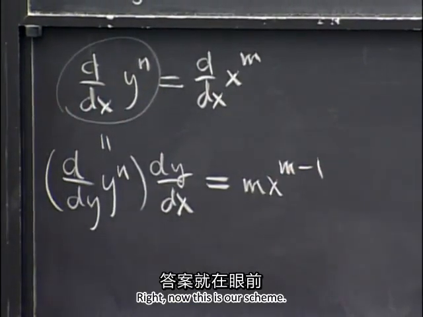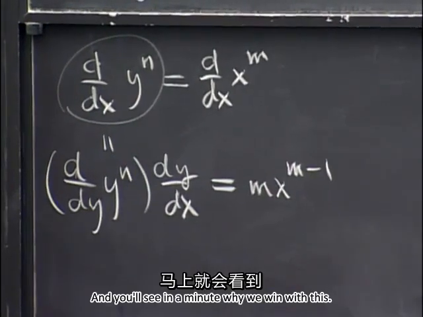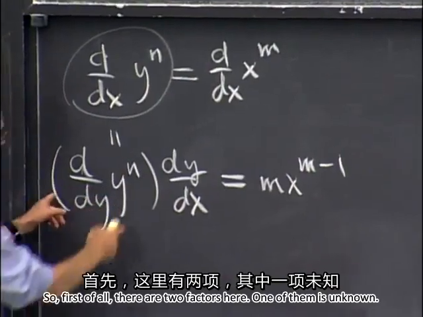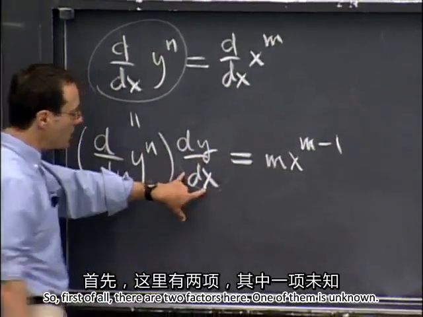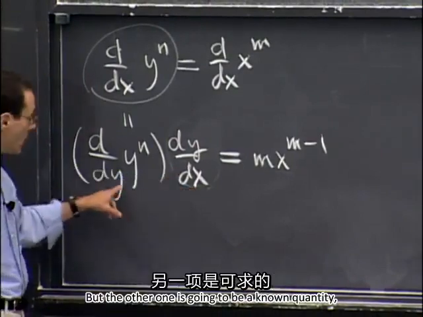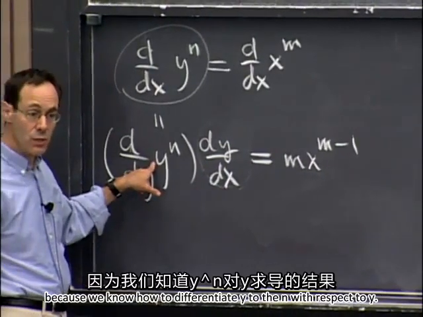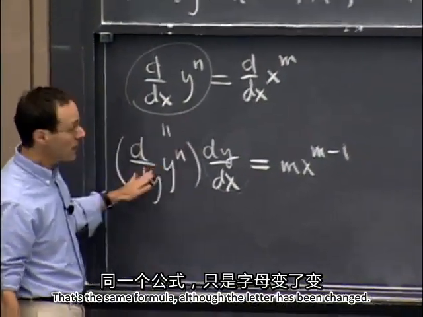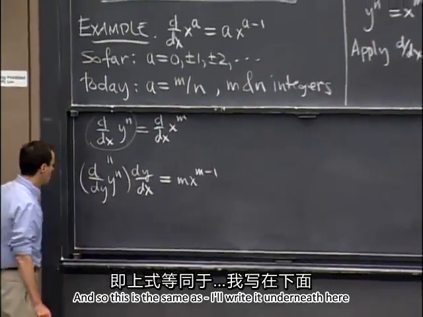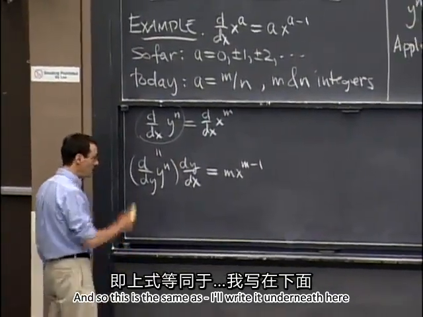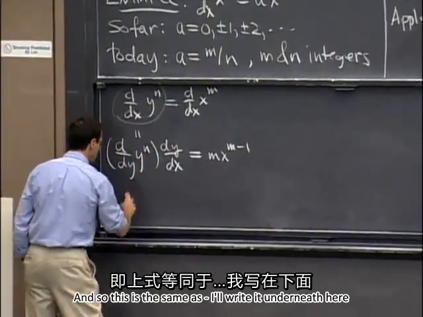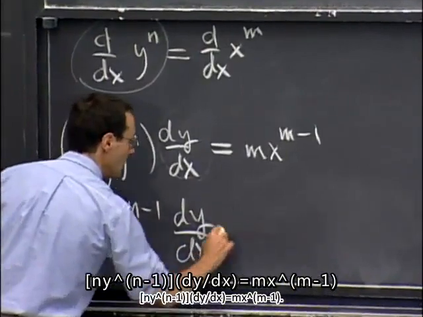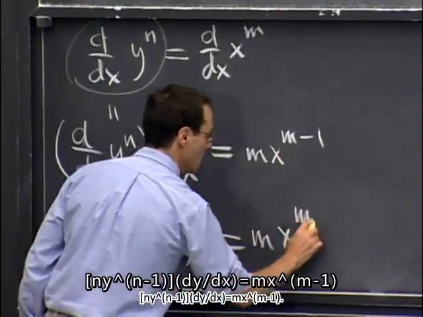All right, so this is our scheme. And now you'll see in a minute why we win with this. First of all, there are two factors here. One of them is unknown. In fact, it's what we're looking for. But the other one is going to be a known quantity because we know how to differentiate y to the n with respect to y. That's the same formula, although the letter has been changed. And so this is the same as n y to the n minus 1 dy dx equals m x to the m minus 1.